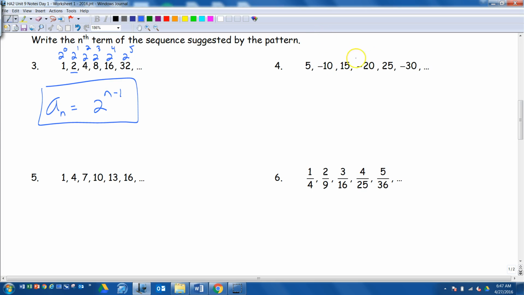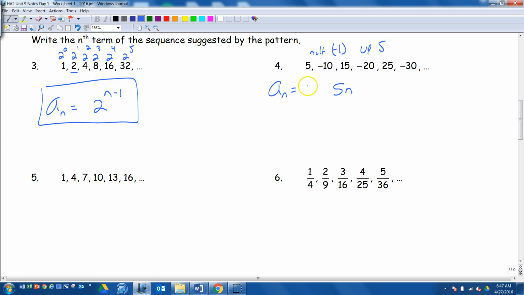Alright, now we have to figure out what's happening here. It looks like we're multiplying by a negative 1. And it seems like it's going up by 5s. So that means that each term needs another 5, which means you're going to be multiplying a 5 to n. So let's see what happens with that.